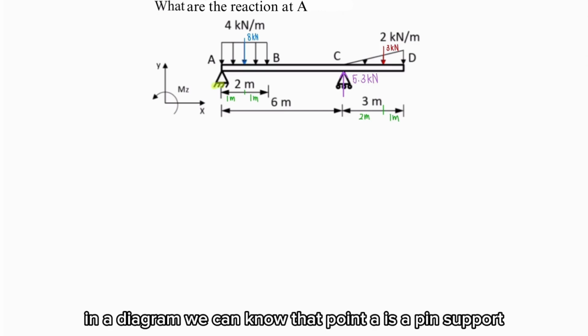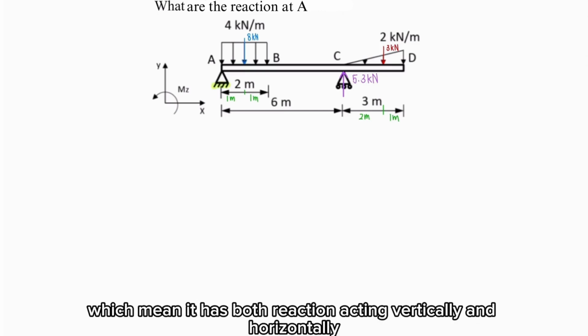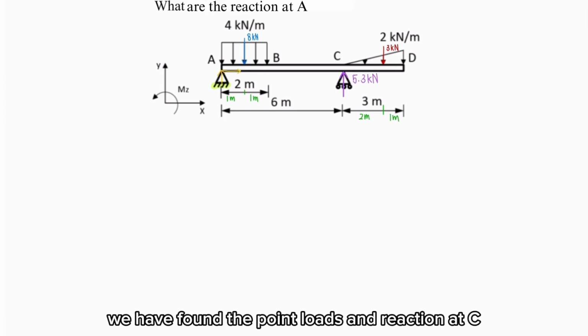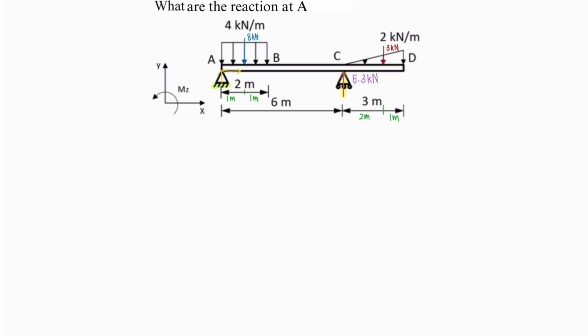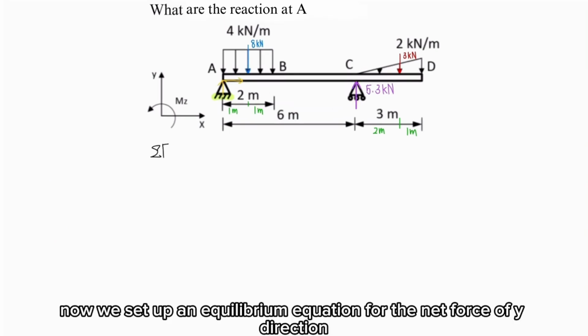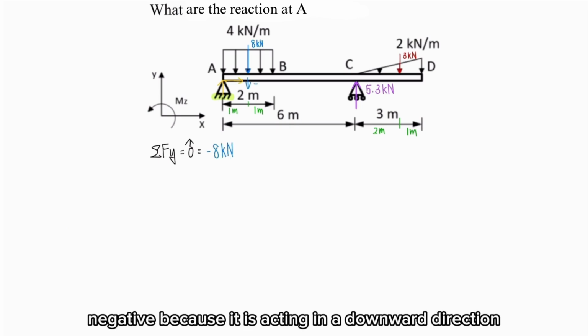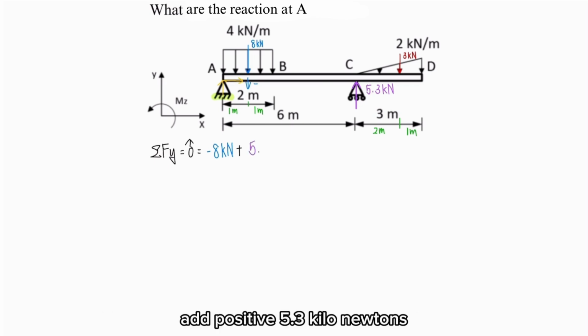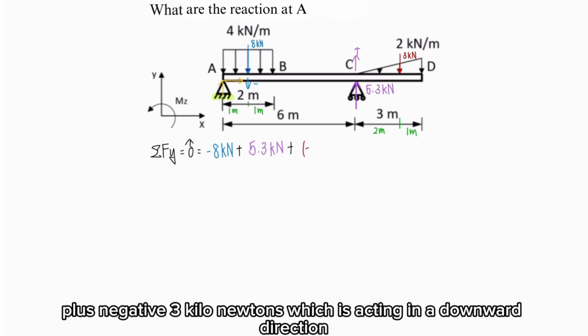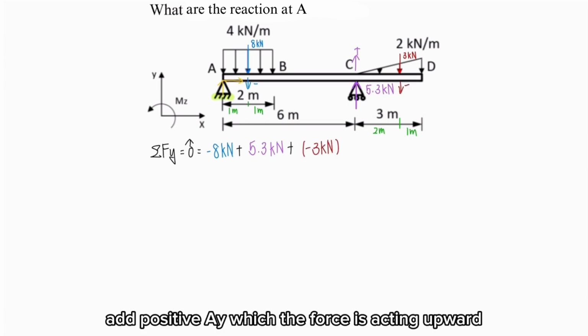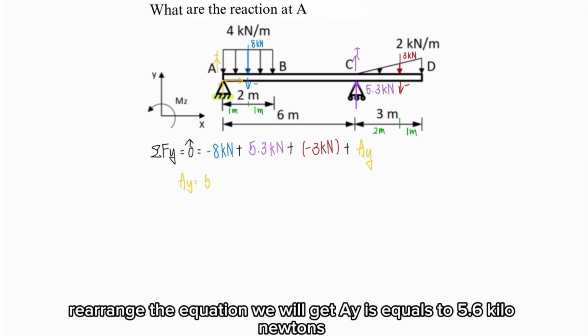In the diagram, we can note that point A is a pin support, which means it has reactions acting both vertically and horizontally. From the previous steps, we have found the point loads and the reaction at C. Now we set up an equilibrium equation for the net force in the y direction, which must equal 0. Negative 8 kilonewtons, negative because it is acting in a downward direction, plus positive 5.3 kilonewtons, positive because it is acting upward, plus negative 3 kilonewtons, which is acting in a downward direction, plus positive AY, which is acting upward. Rearranging the equation, we get AY is equal to 5.6 kilonewtons.